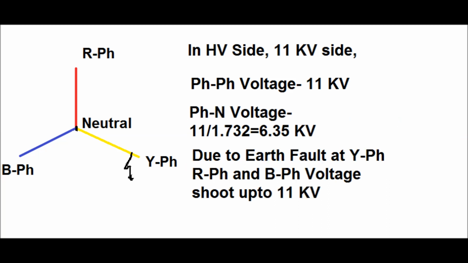Now on the HV side, the line to line voltage or phase to phase voltage is 11 kV, and the phase to neutral voltage is 11 by root 3, that is 6.3 kV. Under this condition, if an earth fault occurs in the yellow phase to earth, the red phase and blue phase voltage will overshoot to 11 kV. Then the equipment connected in the red phase or blue phase, that is LA, BPI, may fail due to the voltage overshoot caused by the earth fault under floating neutral condition.